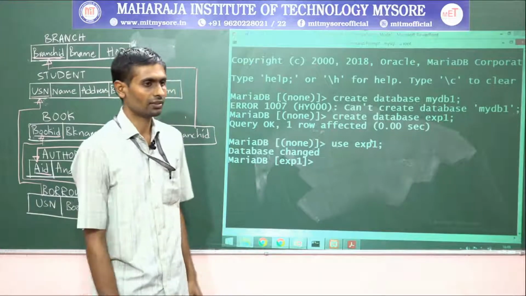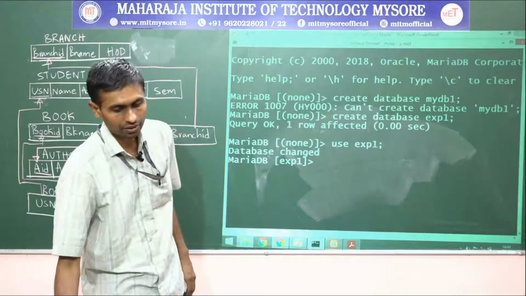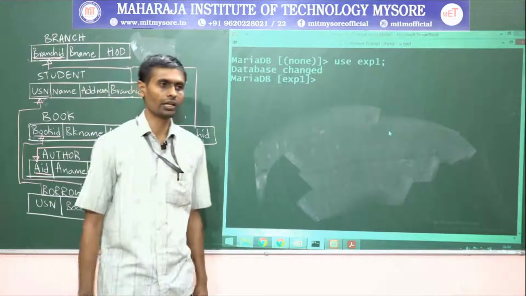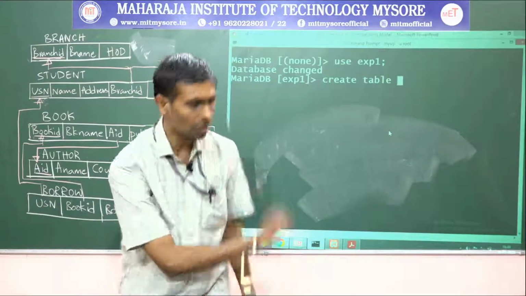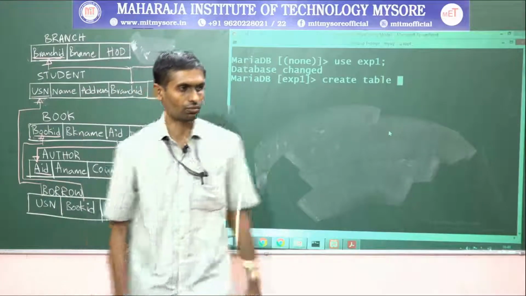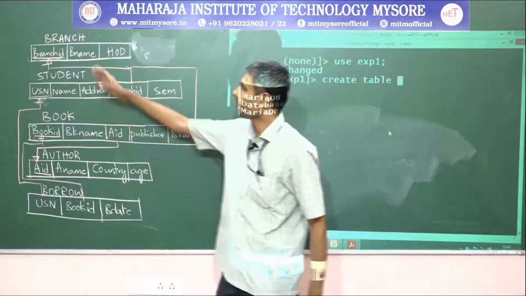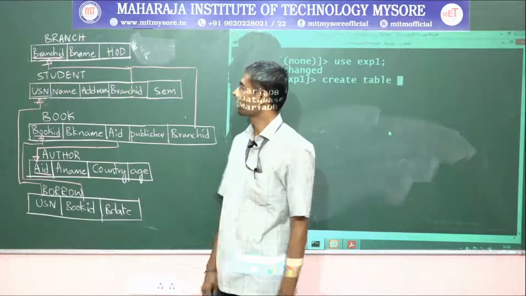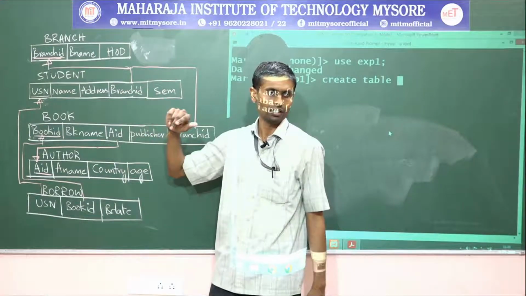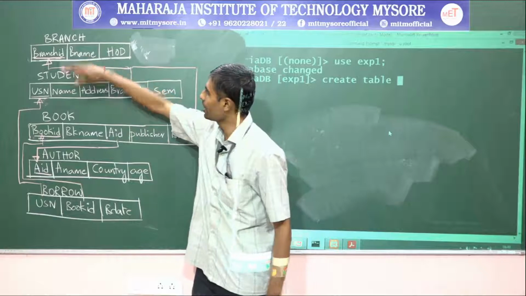So what next, guys? Now we need to go with creating a table, right? How to create a table? Create table. Now which table to be created first? So this is what question we are having now. We are having a branch table, student table, book, author, borrow. Which one to create first? I can go with creating anything. So first let me go with creating a branch table.